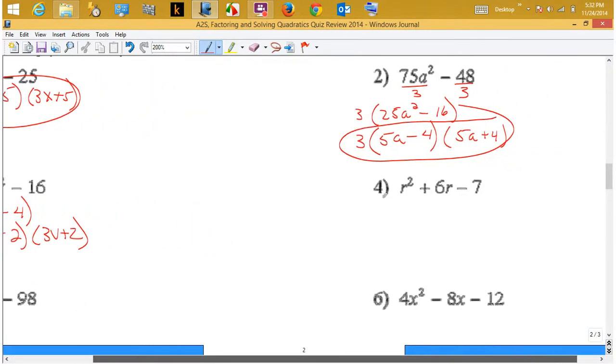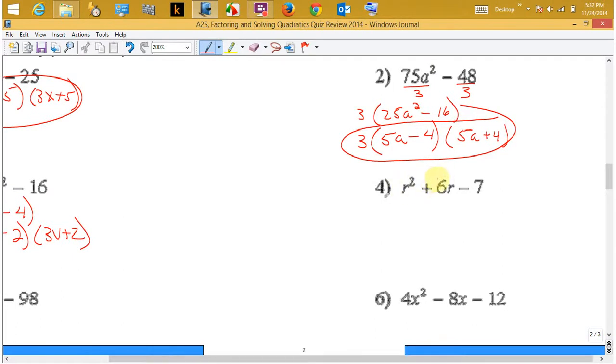Moving to the next one. It has a middle term, so it will not be difference of squares. I check to see what the value of a is. The coefficient in front of r squared is 1, so I could use the basic factoring technique, looking for two numbers that add to 6, multiplied to a negative 7. So how about x plus 6, x minus 1. Those two add to 6 and multiply to negative 7.